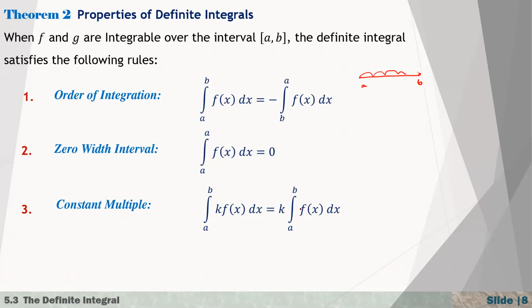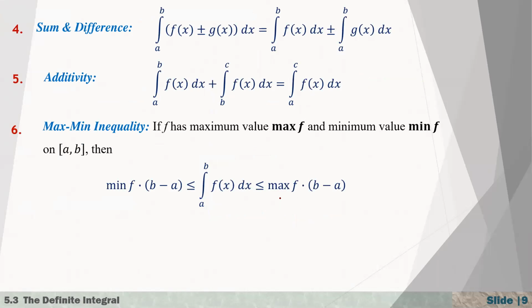Constant multiple: again, just like limits, if you multiply a function by k, a constant number, after all, this integral means a limit, right? So we can just take this k out, and the integral does not change. And sum and difference: again, for f plus g, the integral of the sum is equal to the sum of the integrals of those functions.